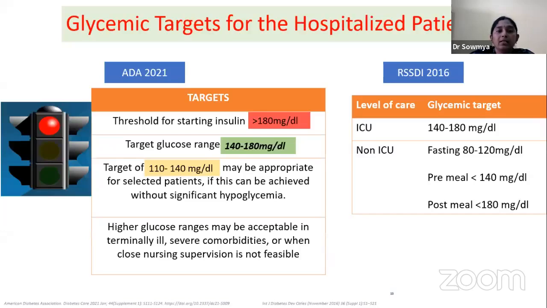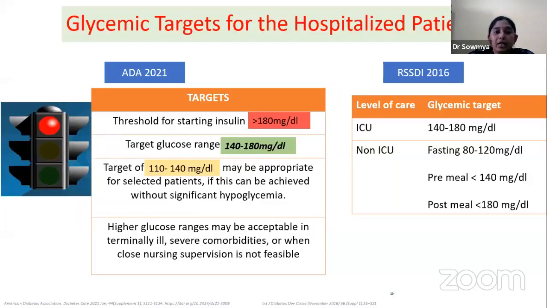So what are the targets? Now we know the glucometer, how to measure, and what the values are. Now we have to know the glycemic target, especially in the hospitalized patient. So what are the targets according to the American Diabetes Association?